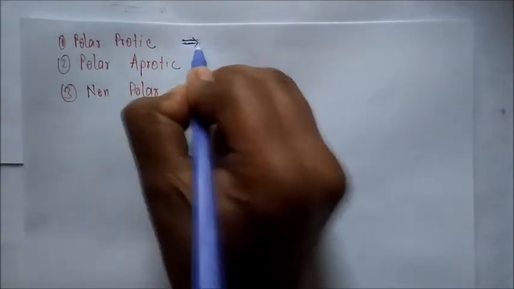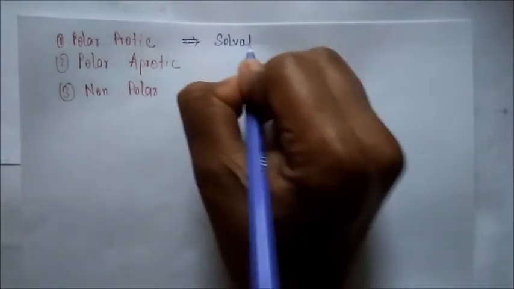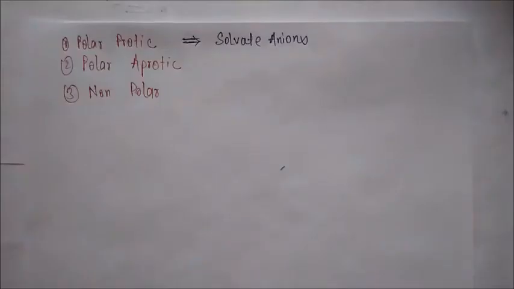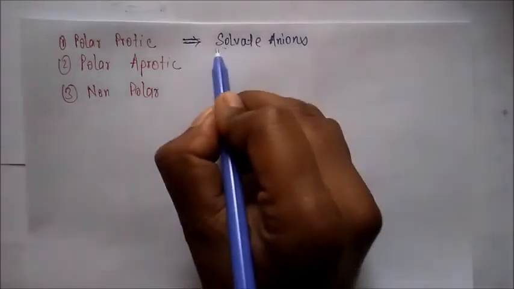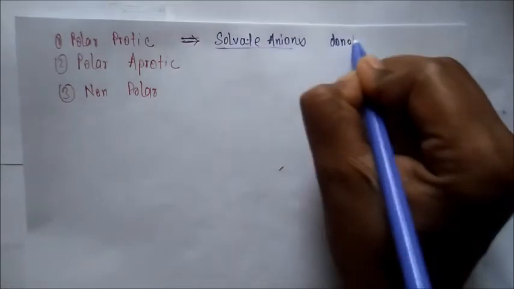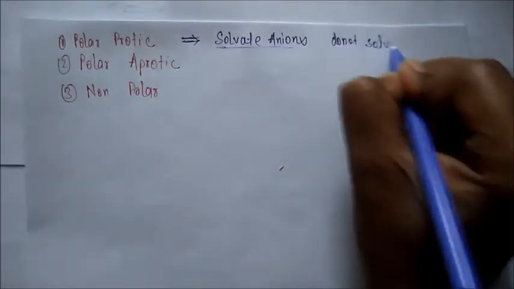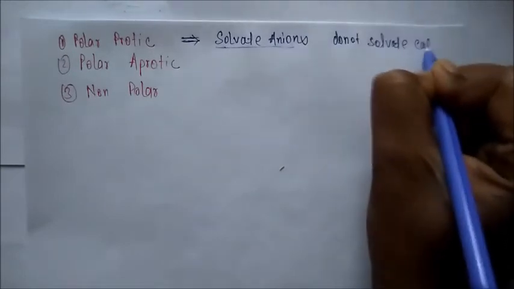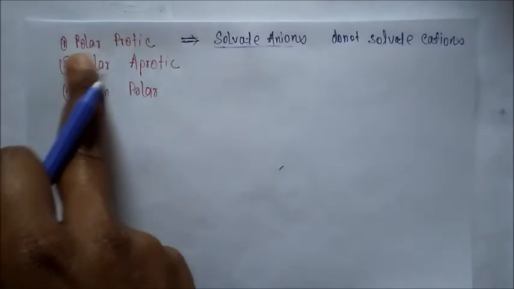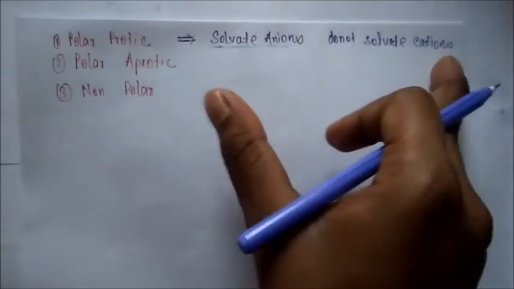let me write here. It solvates anions. So polar protic solvent only solvates anions. It does not solvate cations. So the main feature of the polar protic is it only solvates the anions. It does not solvate the cations.